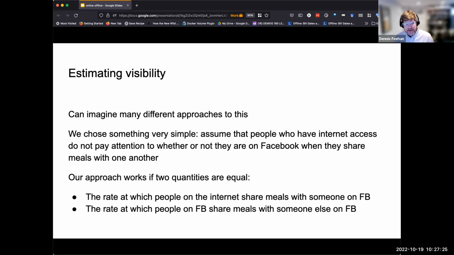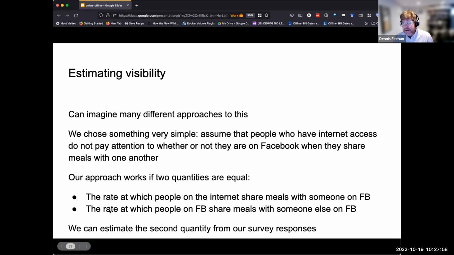Again, the paper has a couple of simple models that show when we would expect this kind of assumption to be satisfied and when we wouldn't. And I'll talk a little bit later in the talk about a way that I think we can maybe relax this assumption in the future by collecting some additional data. But for now, we're going to assume that these 2 quantities are equal. In other words, that people don't pay attention to whether or not they're on Facebook when they decide whether or not to share meals together. And this second quantity we can estimate directly from our survey responses. So that's what we're going to use to approximate this visibility.